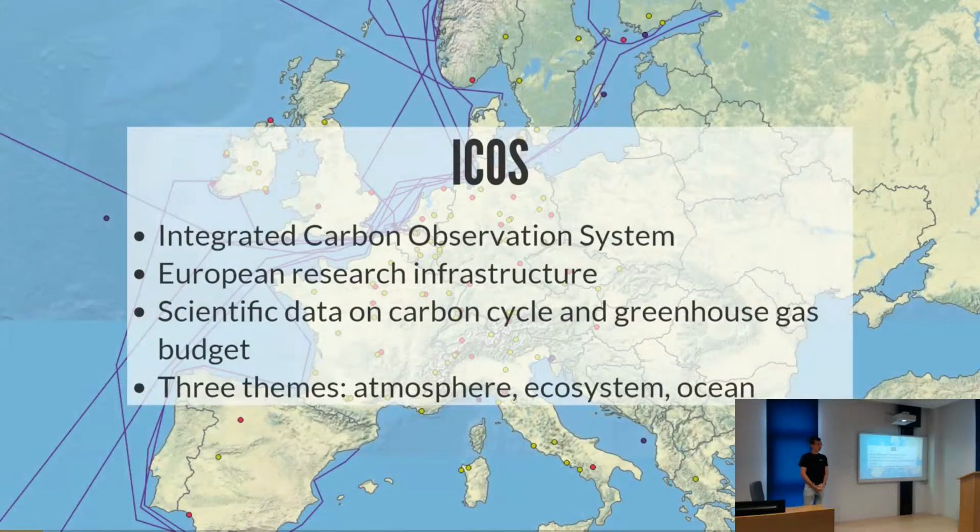ICOS stands for Integrated Carbon Observation System. It's a European research infrastructure. The abbreviation for this type of entities is ERIC, European Research Infrastructure Consortium. And it specializes in data on greenhouse gases mostly. It has three themes: atmosphere, ecosystem, and ocean. So it is a little bit cross-disciplinary, or at least cross-scientific community.